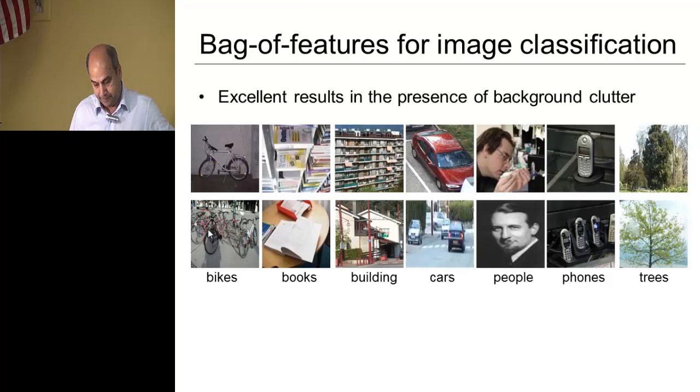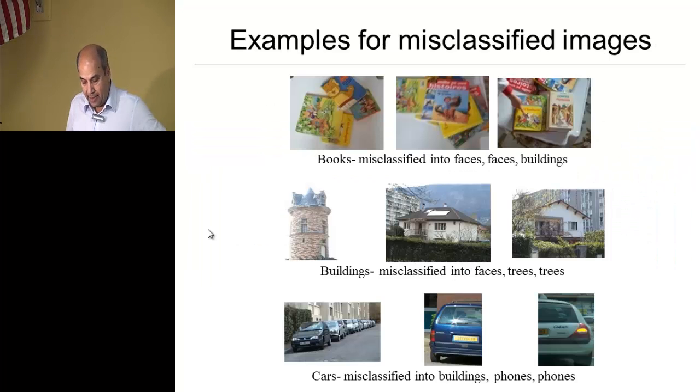Then you can test them. Sometimes it will have problems with the books. It may get confused, maybe faces in buildings, and these are building images, trees and so on, where they're very similar, and then misclassified into buildings, phones, and something else. So it has problems depending on the data and so on.